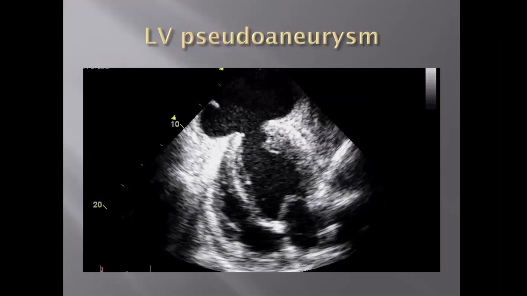But a pseudoaneurysm, as you can see, is very different. You have what looks like a normal appearing apex, and then you've got this huge space, in this case, which is formed from the surrounding tissue.